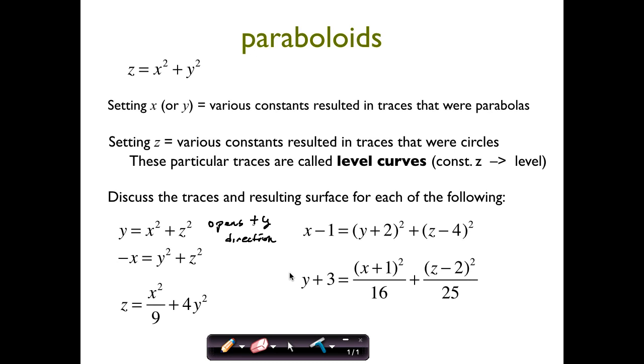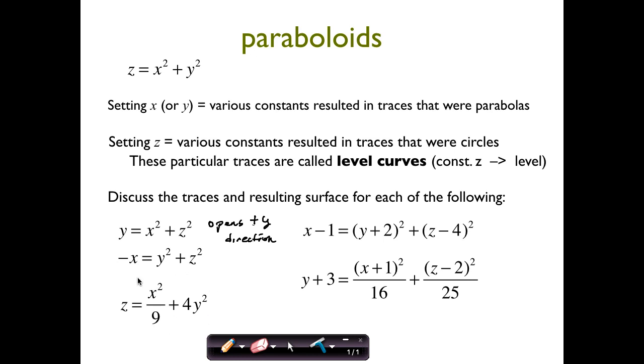Is it circular or elliptical? Still circular, and opens in the positive y. And its vertex is where? Still 0, 0, 0. Okay, this one. Circular or elliptical? Still circular. Vertex? This one opens which way? Negative x. So it's vertex at the origin. It's going to open behind the screen, away into the wall. Okay, this one.